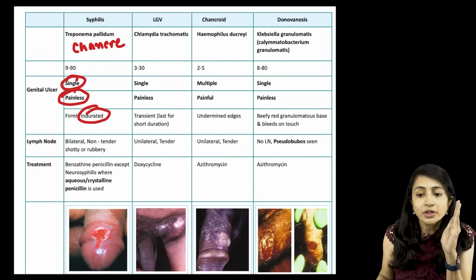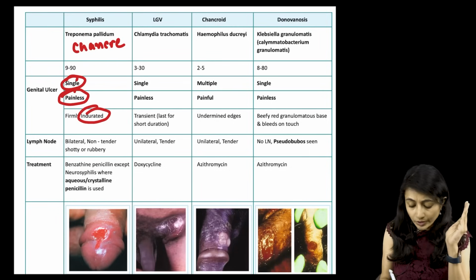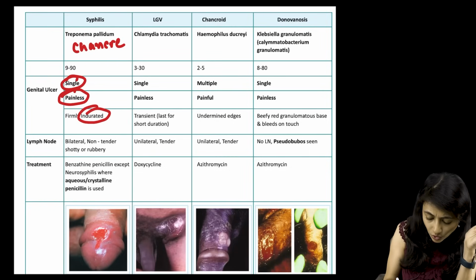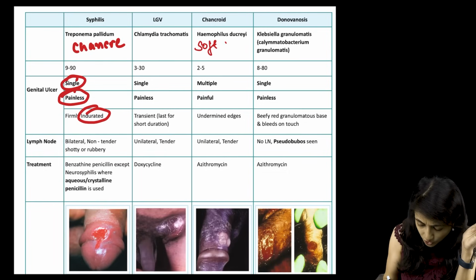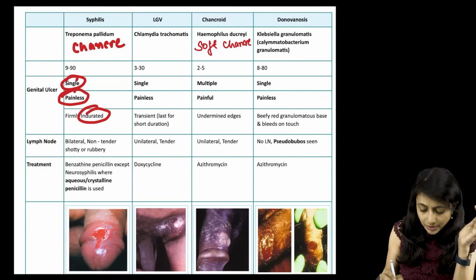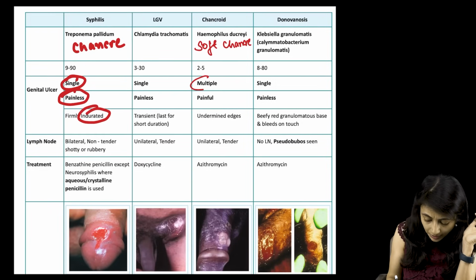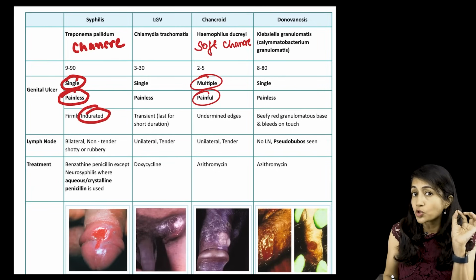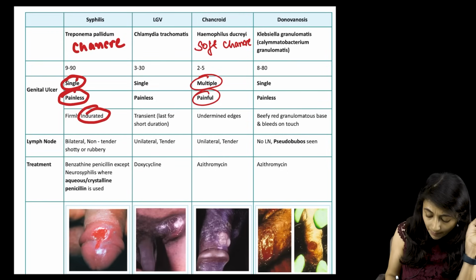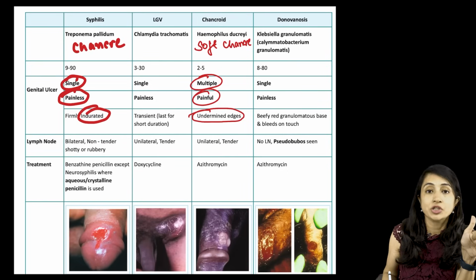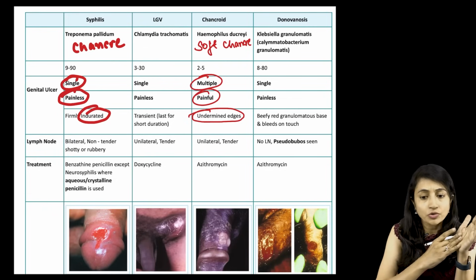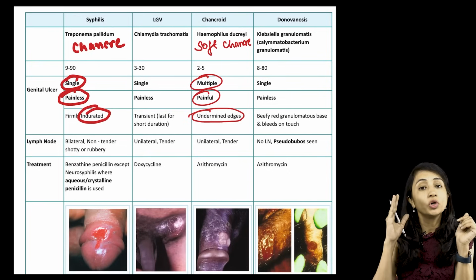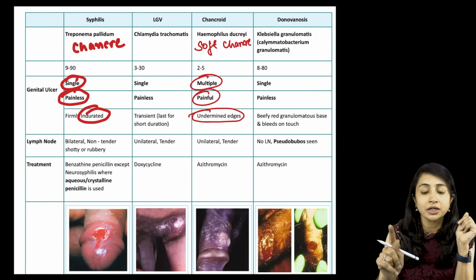Clear? However, we'll move on to chancroid first, because this is called a soft chancre. This is multiple, painful, and not indurated. So, it is a soft ulcer. It is not indurated but has undermined edges. So, chancroid and syphilis. Syphilis: single, painless, indurated. Chancroid: multiple, painful, non-indurated, but the ulcers have undermined edges.